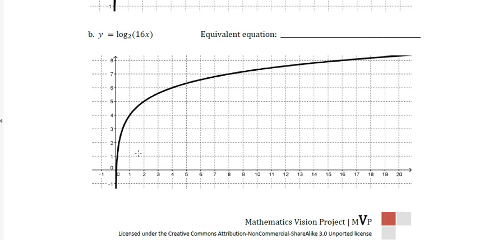And we're going to do it again. Okay. 1, 2, 4, 8. Let's count. We've got 1, 2, 3, 4, 1, 2, 3, 4. Looks like we're shifting up 4. Log base 2 of x plus 4.